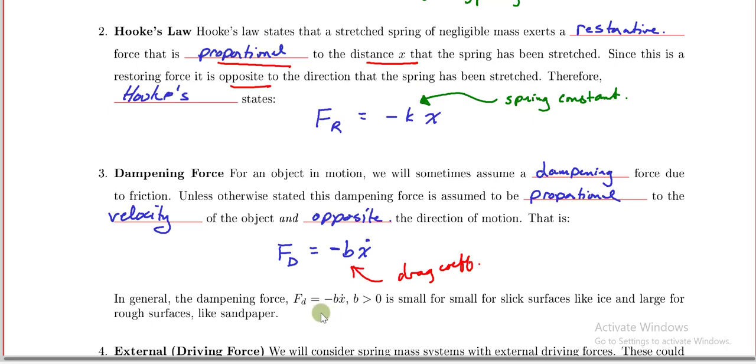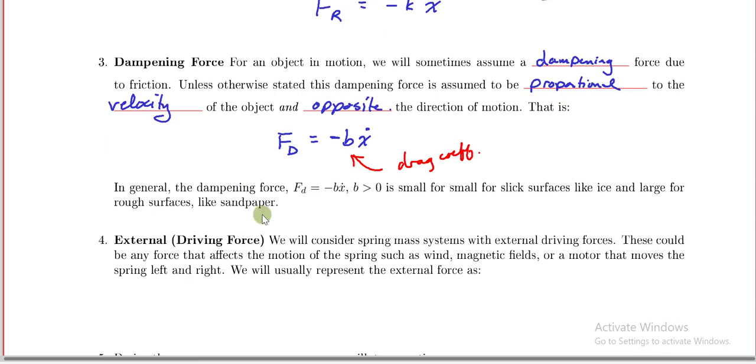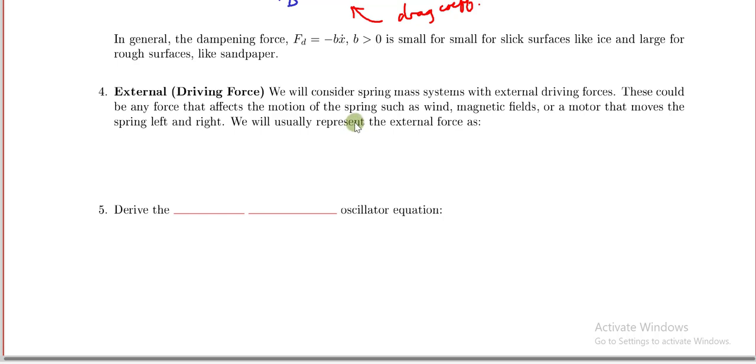And you should think of this drag as being small when we're on slick surfaces, surfaces without a lot of friction like ice, and large for rough surfaces like sandpaper, or if this spring is oscillating, rather than oscillating up and down in air, it's oscillating up and down through a viscous fluid like oil or something.